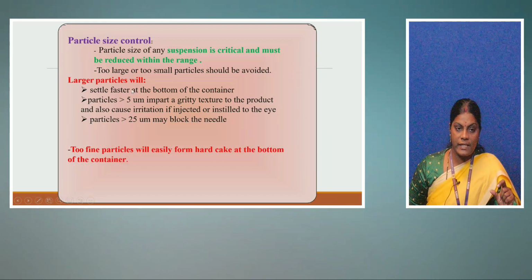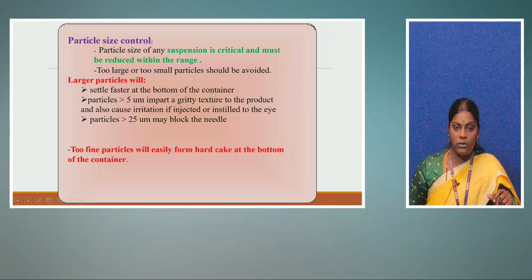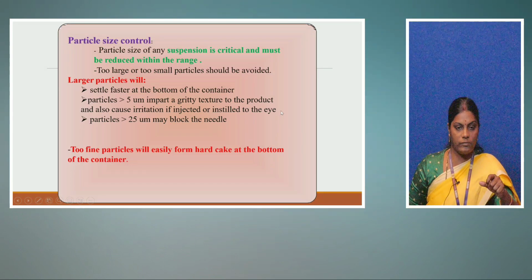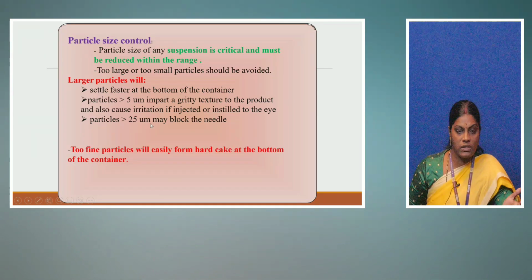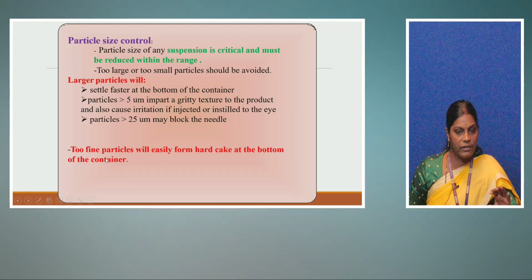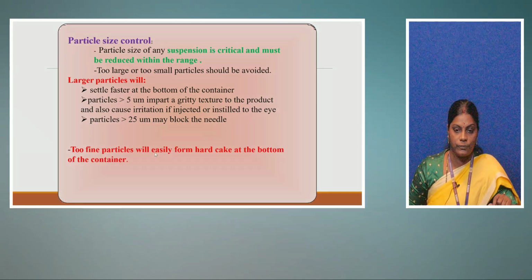Why? Because larger particles will settle faster at the bottom of the container. Particles greater than 5 microns impart a gritty texture to the product and also cause irritation if injected or instilled into the eye. If you have particles greater than 5 microns, they may block the needle. So if you want to prepare any parenteral suspension, you have to consider these points. Too fine particles will easily form hard cake at the bottom of the container. Just now we discussed hard cake formation.